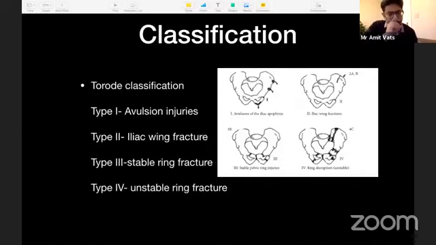The other classification is the Torode classification, which is essentially to do with the location of the fracture and also a component of stability. So type 1s are avulsion injuries, type 2 are iliac wing fractures, 3 are stable ring fractures, and 4 are unstable ring fractures. So fairly simple and easy.